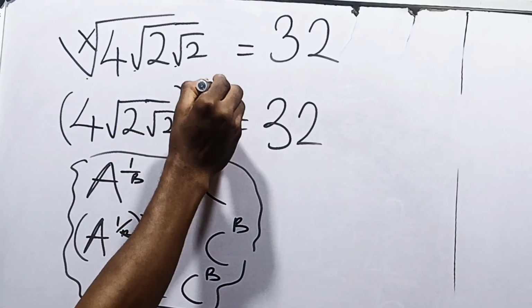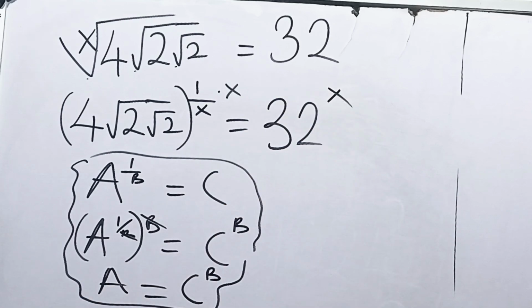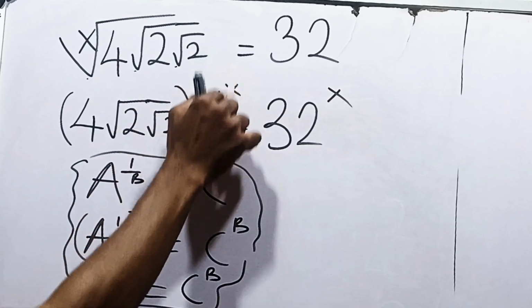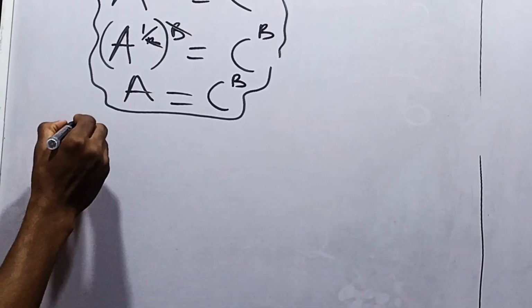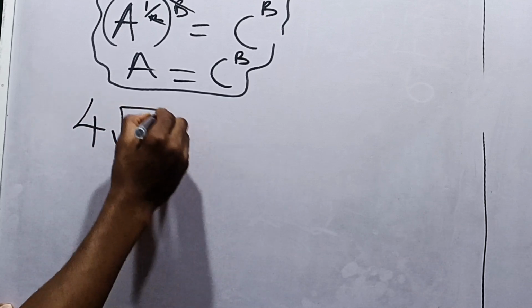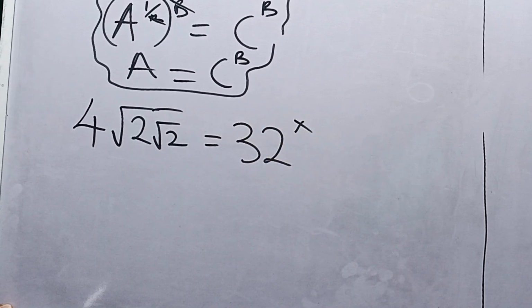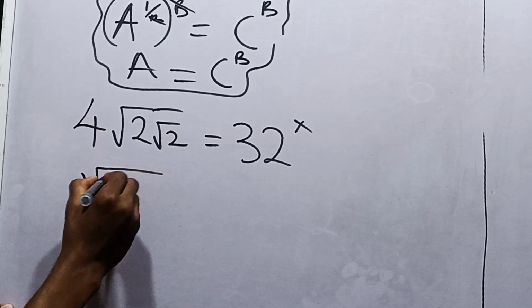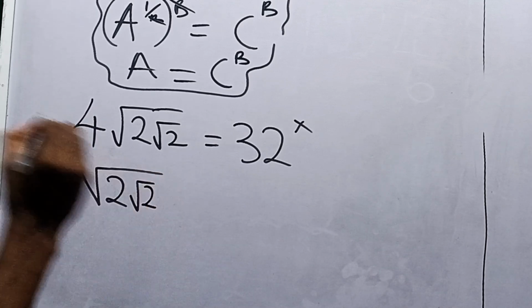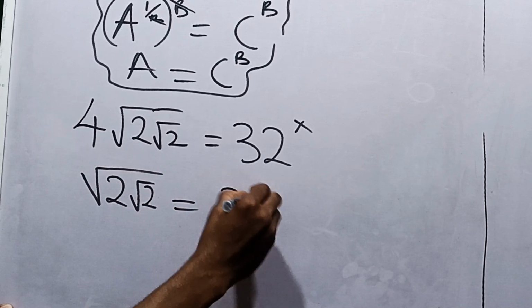So we're going to have this raised to the power of x, the same as this multiplied by x, and this is raised to the power of x. So our x here strikes the x here, so that we are now left with 4 root 2 root 2 to be equal to 32 to the power of x. Now, moving on from here, we can divide both sides by 4. So we have that this is equal to square root of 2 multiplied by square root of 2 to be equal to 32, which is 2 to the power of 5.